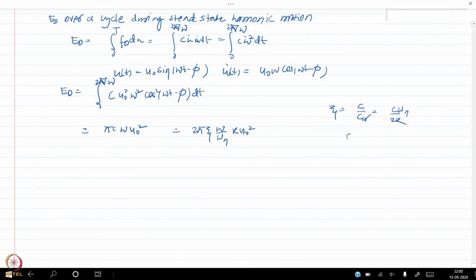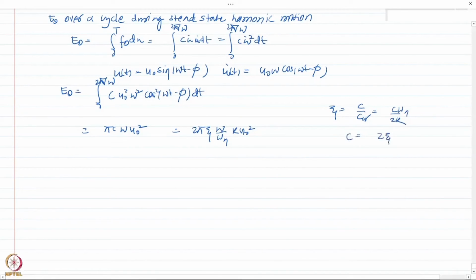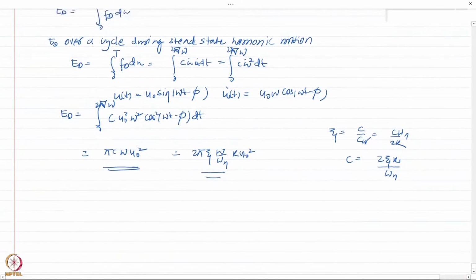Okay, so C I can write as 2 zeta k divided by omega n. So basically I just substituted it here to get this expression. Okay, what is the utility of this expression? We'll see later. Remember these two expressions; they were simply arrived at by considering Fd and integrating it over a certain time to find the total energy dissipation.